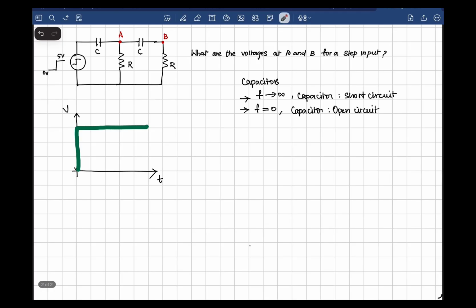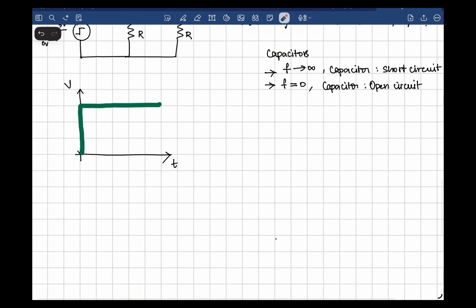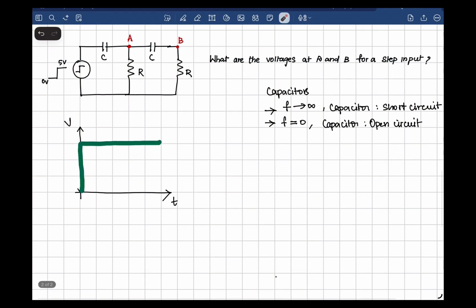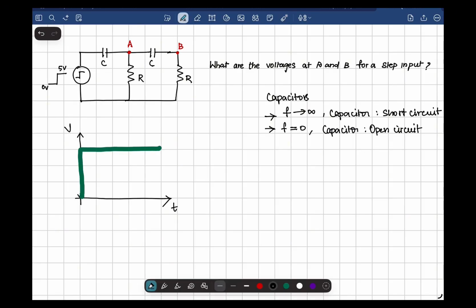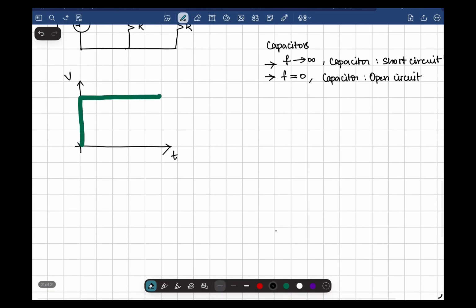You can see that at this point, the frequency tends to infinity because the voltage suddenly jumps. And when t is equal to 0, the frequency tends to infinity, and the capacitor, as we discussed, would be short circuited. So let's try to draw the circuit at t is equal to 0, where the cap is short circuited.